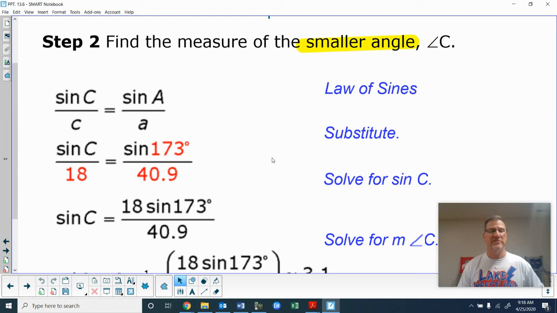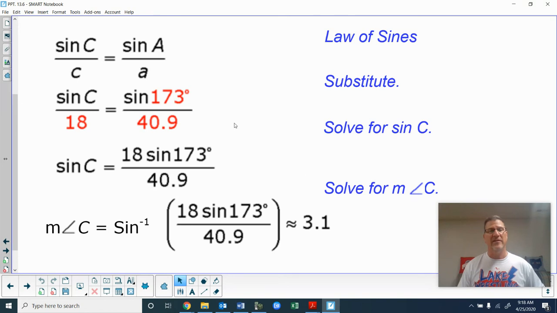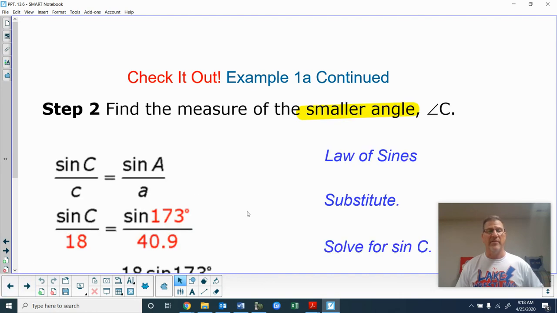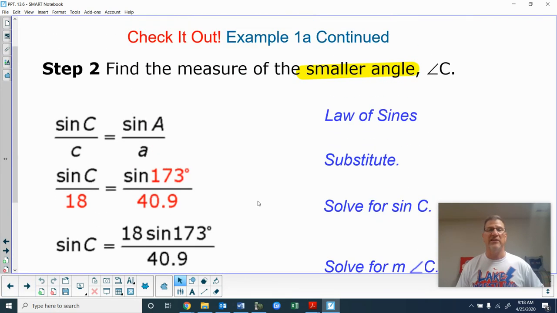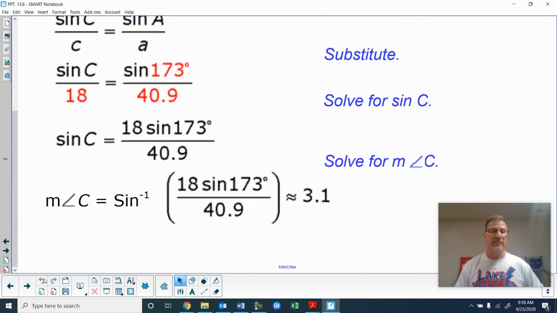Again, smaller angle C. So angle C is only 3.1 degrees. Okay, so then I'm going to add 173 and 3.1 and subtract from 180 to get the other angle that was left. Okay, 3.9. I'm not going to go step by step. You guys can look it over. It has the same things we just did.